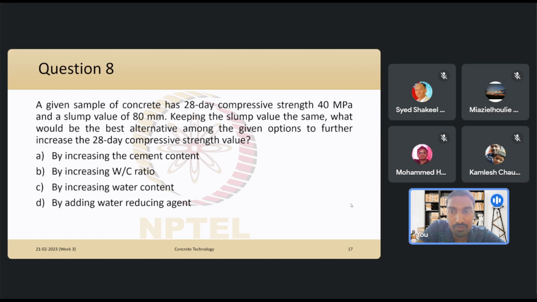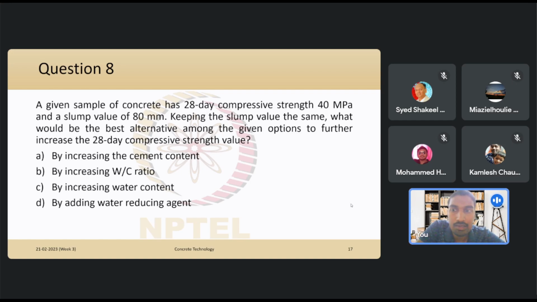So it's not just enough to add the water reducing agent for what is asked in the question. So we need to do something more also. So what is the question saying? It is saying that the slump value has to be maintained, right? So in other words, the workability should not be affected, right? So workability should be the same, but we have to increase the compressive strength. So we need to have more strength for the same workability.